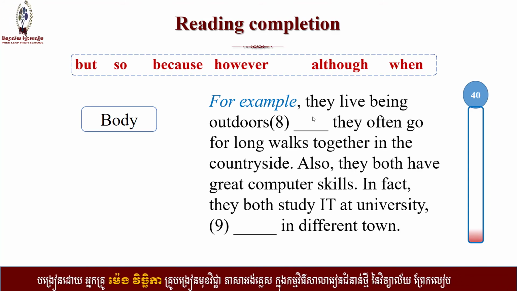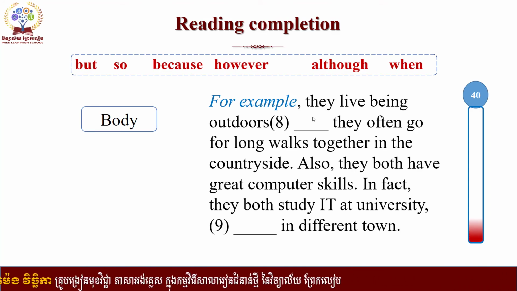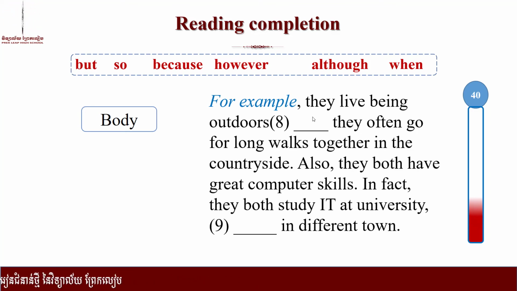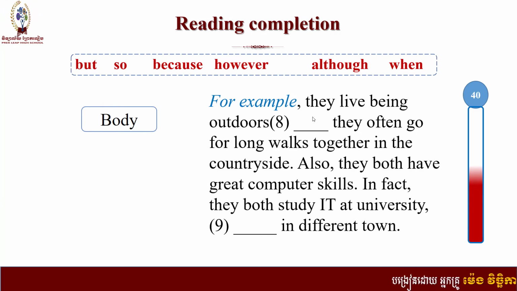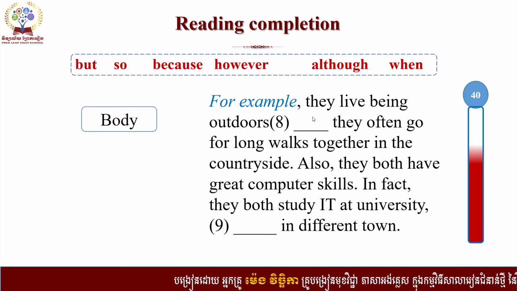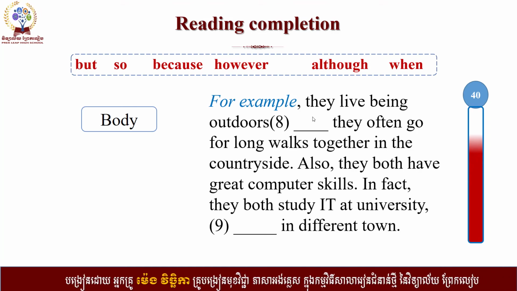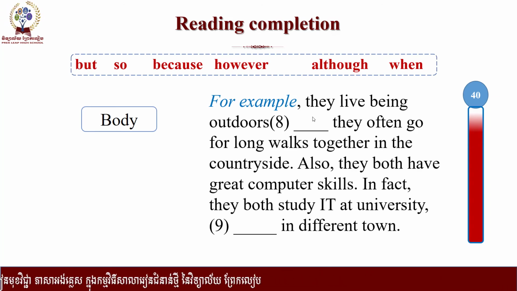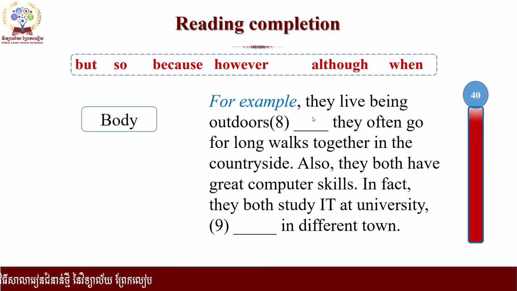We have number 8 and number 9. They love being outdoors. They often go for a long walk together in the countryside. And they both study IT at university in different towns. What word is appropriate in this sentence? Alright, 40 seconds gone. So now let's check whether you have the same answer as mine.